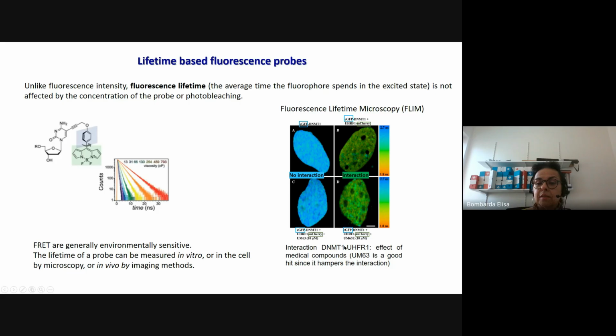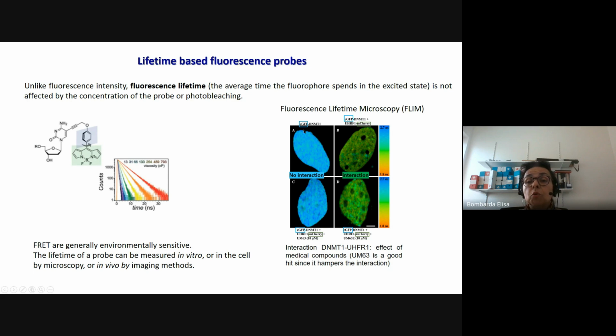That's because these two molecules are involved in the proliferation of tumors, and so in principle we would like to avoid that they interact. We would like to interfere with this interaction. So let's look for compounds that do this. Several compounds were tested, and the one called UM63 could be selected because of the FLIM experiment.